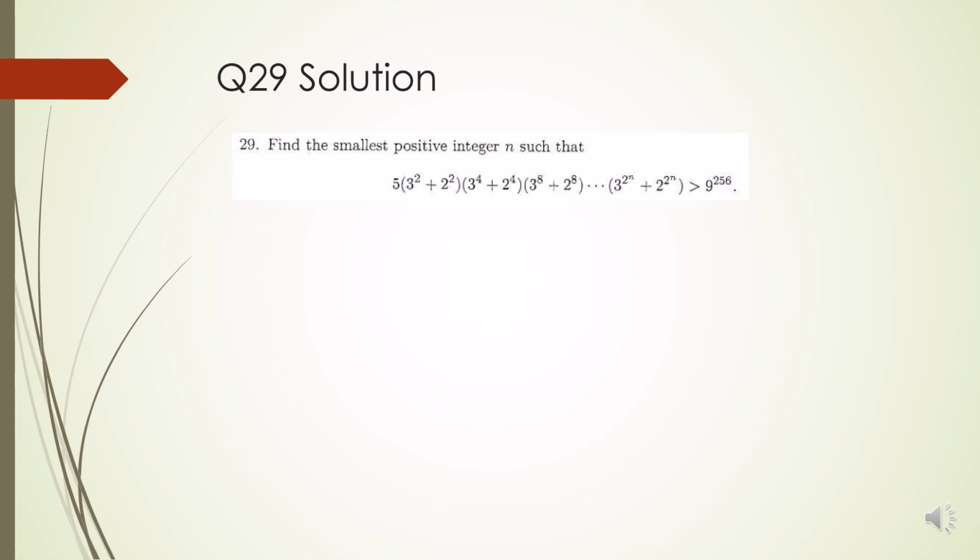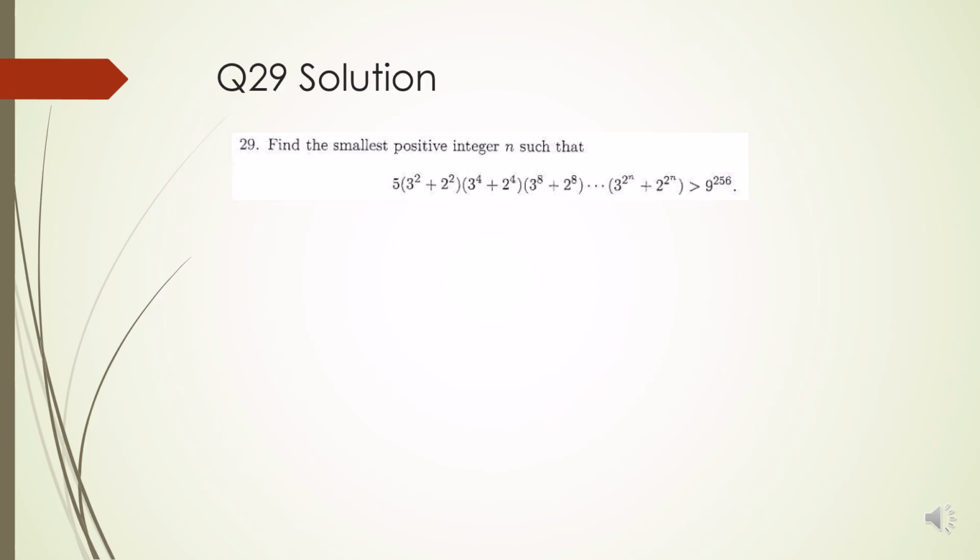So since we have an 8 here, we can try subbing in n equals 8. So we have 9 to the 2 to the 8 minus 4 to the 2 to the 8. And as you can tell, it's pretty obvious that this is strictly greater than 9 to the 2 to the 8.